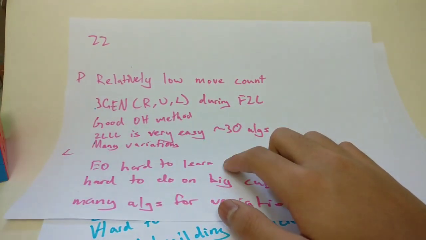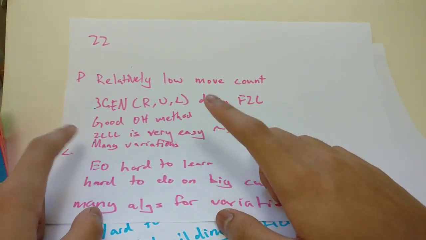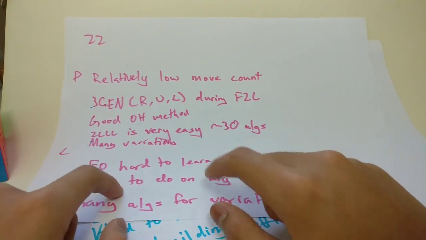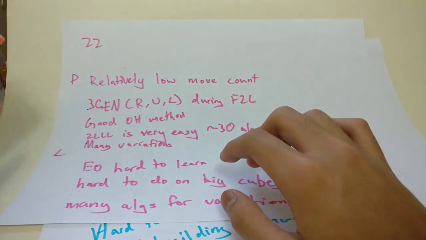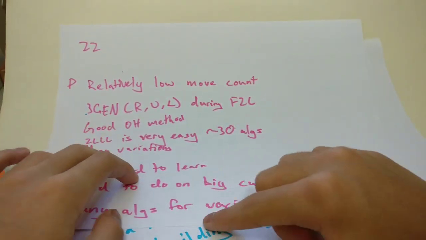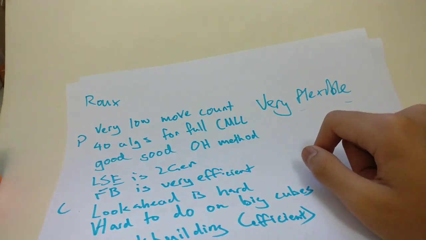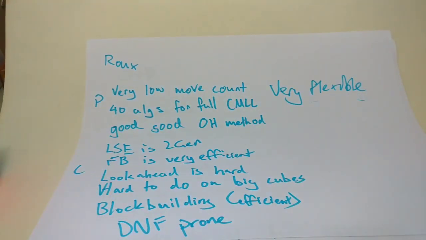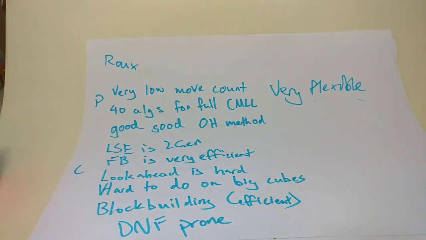So EO, edge orientation, is very, very difficult to learn at the start, which is a very big con. And it's also hard to do on big cubes, because trying to track the edge orientation is pretty hard. And there are also many algs for variations of ZZ, like 200 for one alg set, which isn't a lot, because there's like ZBLL, which is solving the last layer with one algorithm. That's around 400, so it's not that big of an alg set.